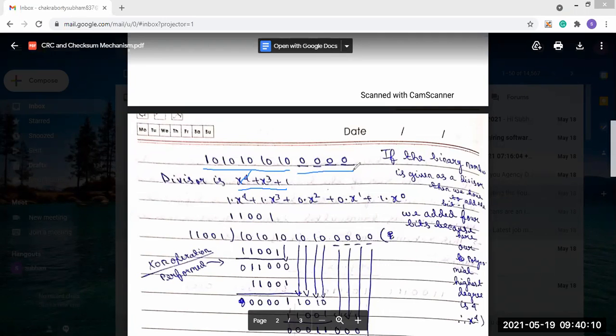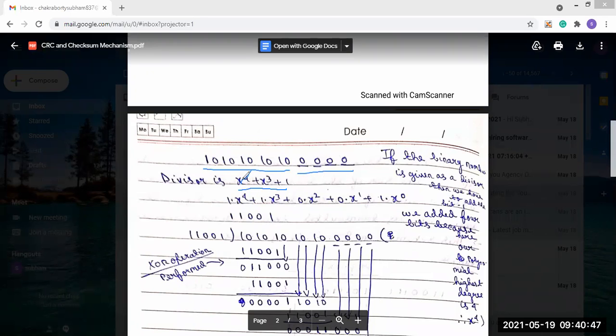Now for the divisor and dividend, there is a possibility that both are given as polynomials, or directly as binary values. In this example, the divisor is given as a polynomial. So how do we perform the operation? We have to convert it into binary form. What will be the binary form of this divisor? You have to take the coefficient of each term of the polynomial.